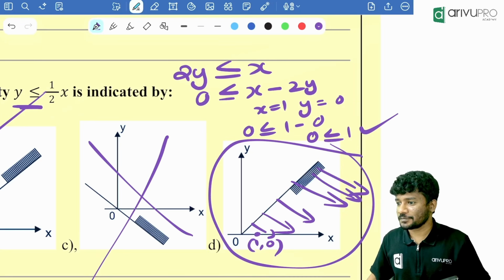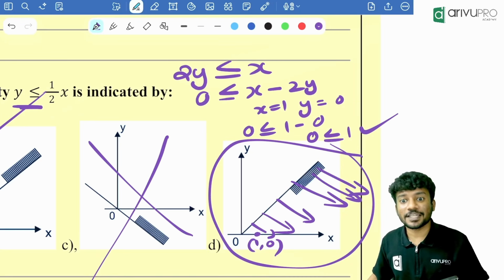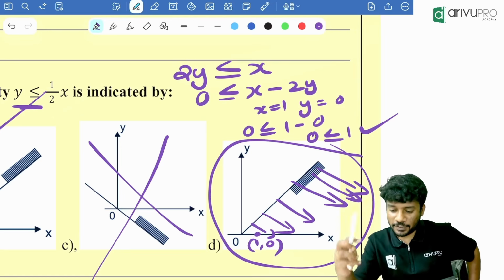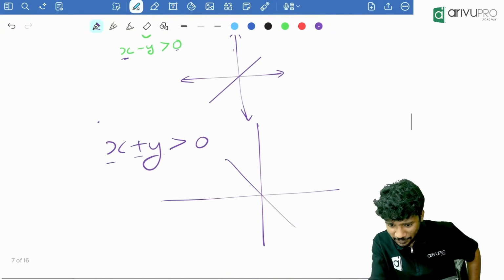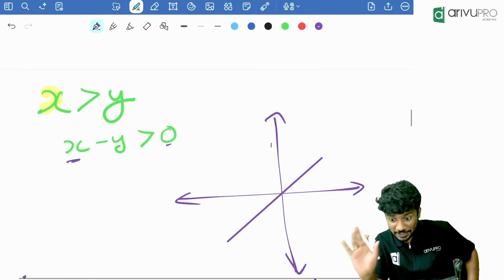Can we start the questions? Yeah, this one now. Okay, fine. If the basics are not completed, we will come back to this. From this we will start.